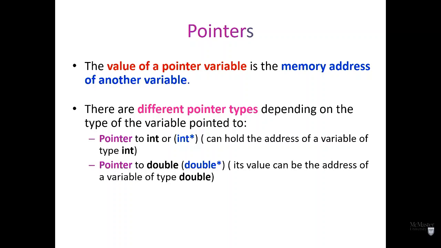So if this is the type of the variable that the pointer is pointing to, then what is the type of the pointer? Do I need a type for the pointer?